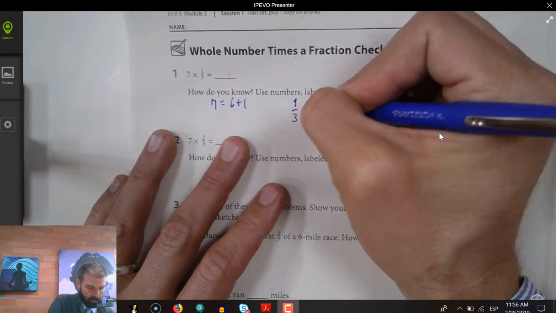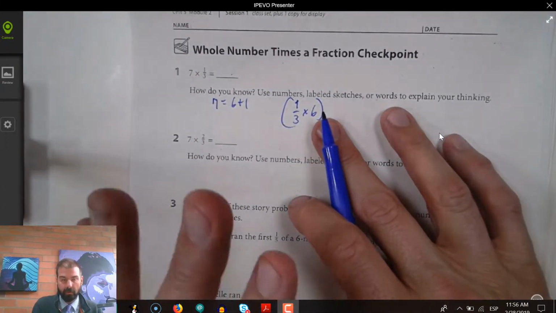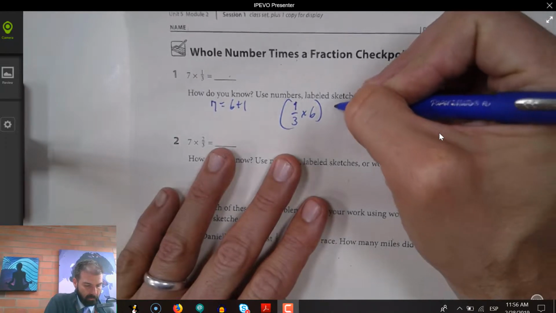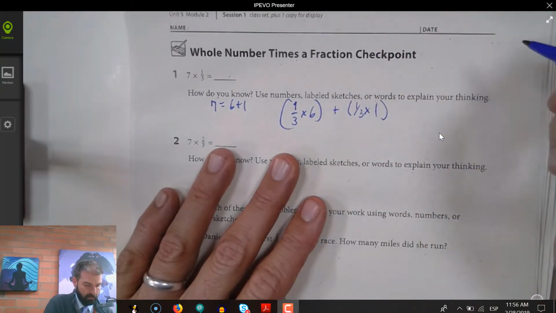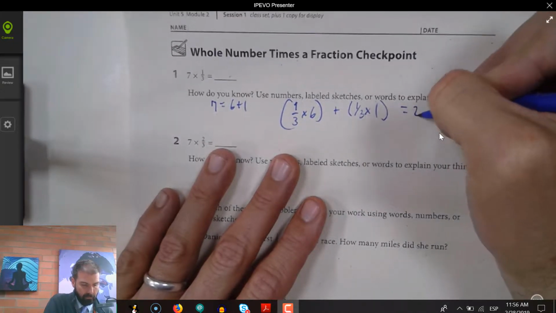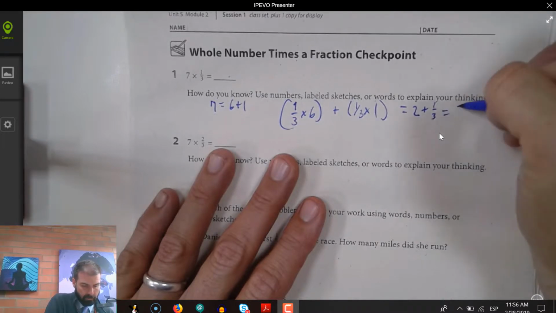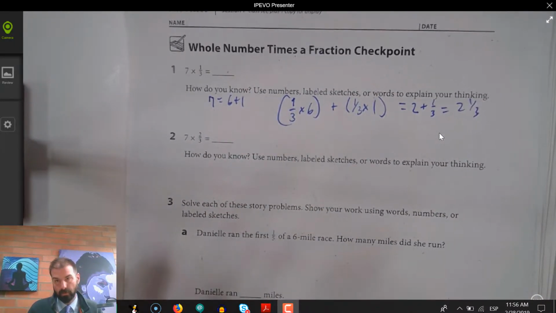So I can take that knowledge and say 1/3 of 6. Because it's multiplication, I can do it either way. I can flip it if I want to. 1/3 of 6 plus 1/3 of 1. 1/3 of 6 is 2. 1/3 of 1 is 1/3. And that gives me 2 1/3. So that's one way I could do it.